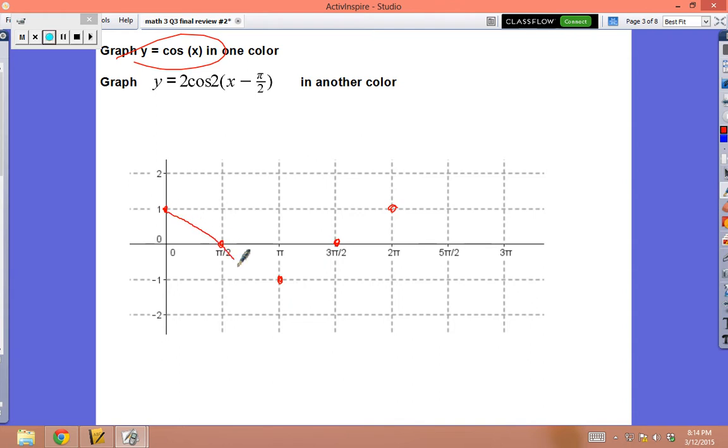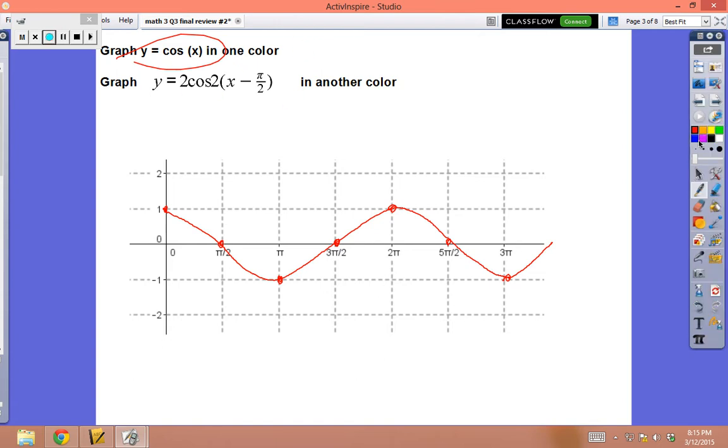So it starts, that is one period, and then it's going to go back down to 0, down to negative 1, then it's going to kind of repeat itself because it's a periodic function. Okay, so that's the parent. Now we're going to transform it.